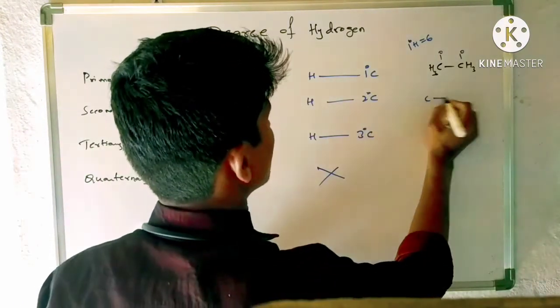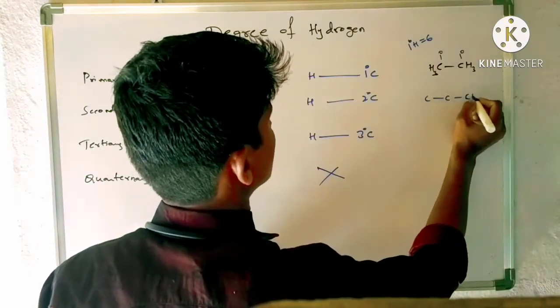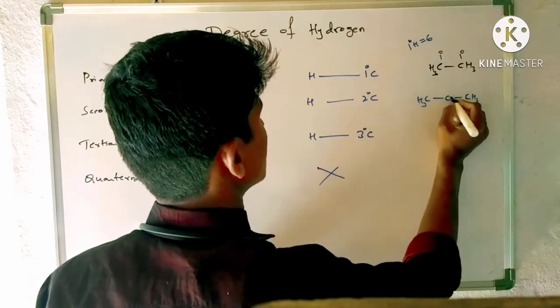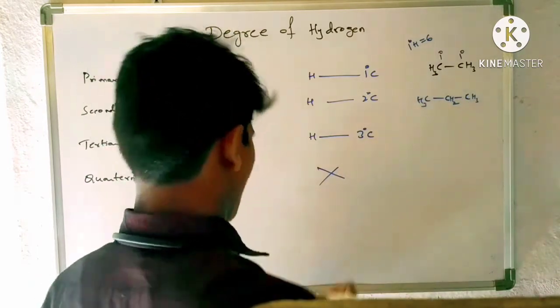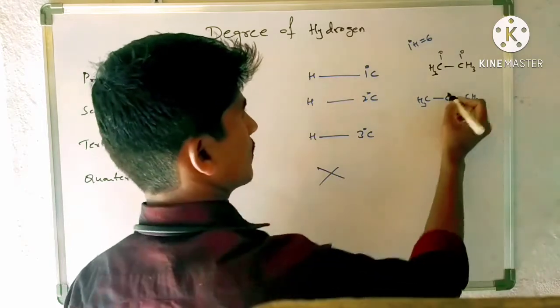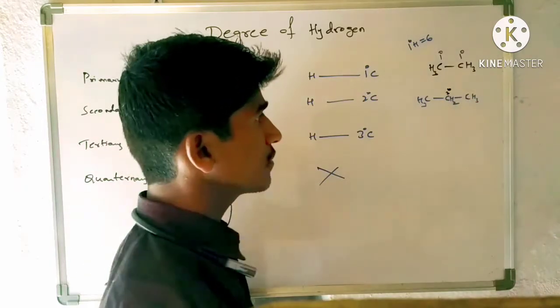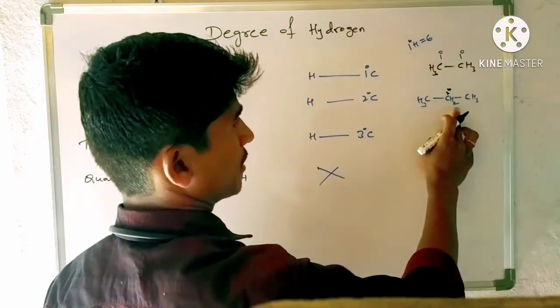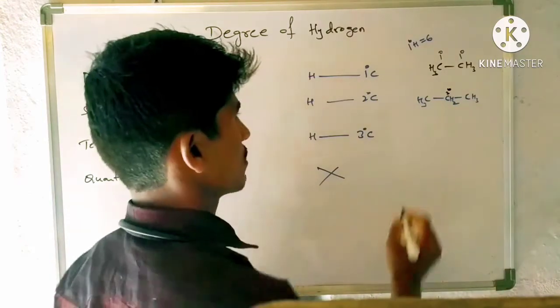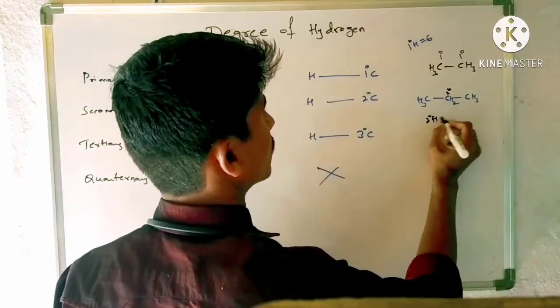Now let us take an example. CH3 CH2. Here, how many secondary carbons? Only one secondary carbon. This is secondary carbon. To the secondary carbon, how many hydrogens are there? Only 2 hydrogens. So here, secondary hydrogens are 2.